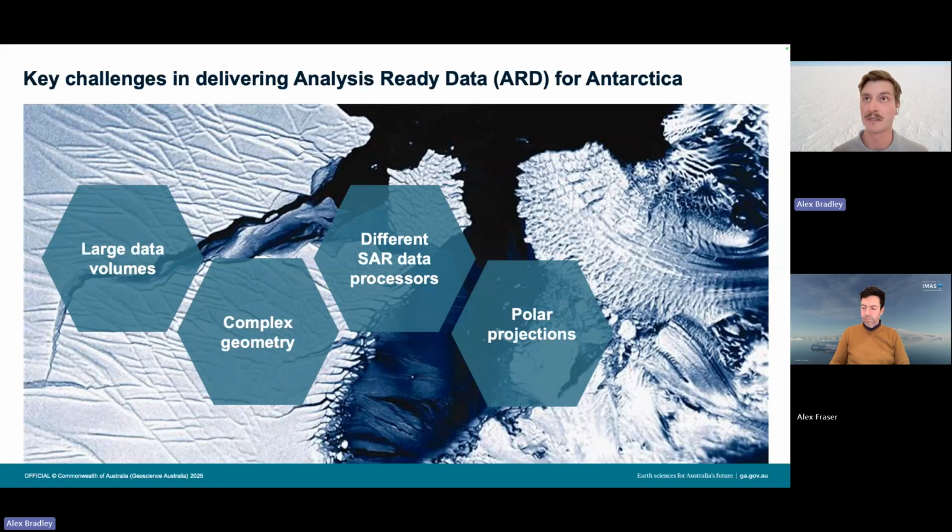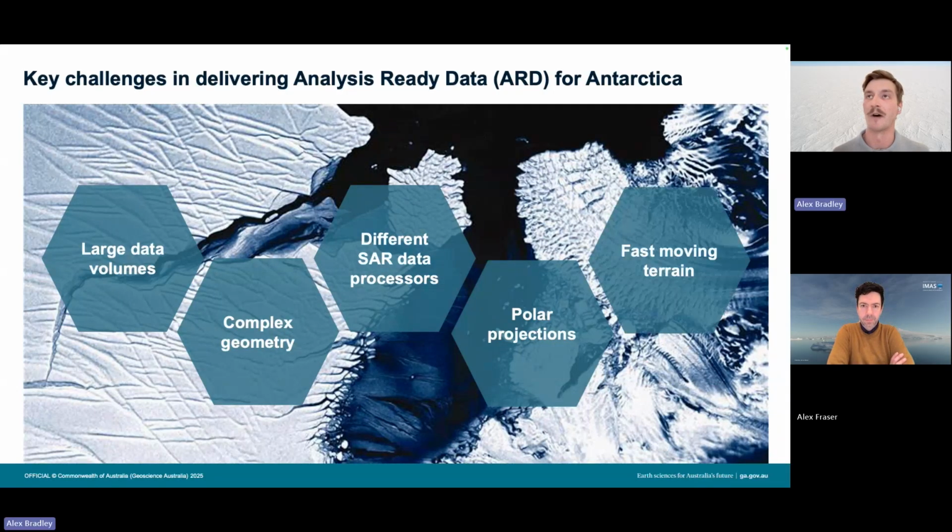Fourth is dealing with polar projections. Elsewhere around the world, we can deal with latitudes and longitudes, but that really falls over when we start heading down south. So we have to uplift a lot of our technology to be able to handle working with and visualizing Antarctic data. And finally, an especially difficult one, is that we're dealing with a moving target. Antarctica is very dynamic, as we saw through some of the slides that Kim showed earlier, and being able to account for this with the SAR data that we produce is quite difficult. So we did a lot of work understanding the impacts of that.